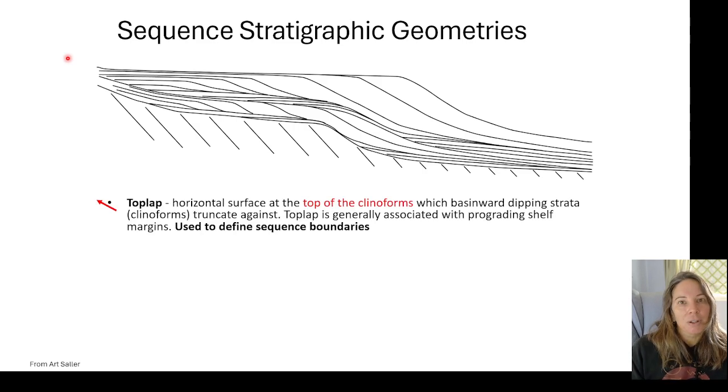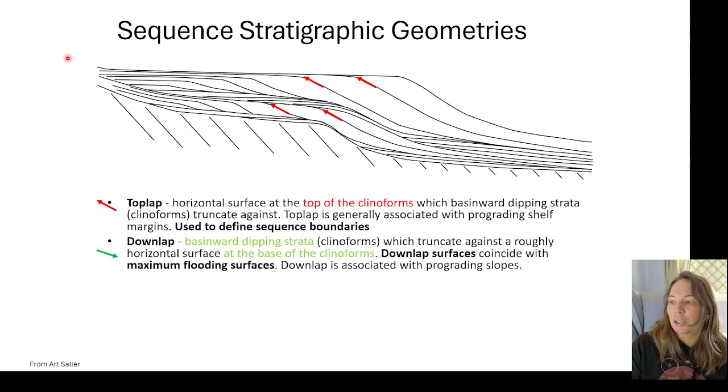And so one of the first things we want to look for is toplap. This is where we are at the top of the clinoforms, and we'll mark some of these toplap features. We can see that they terminate against that upper region. They truncate against it is the right word. And so we use these to help us define our sequence boundaries.